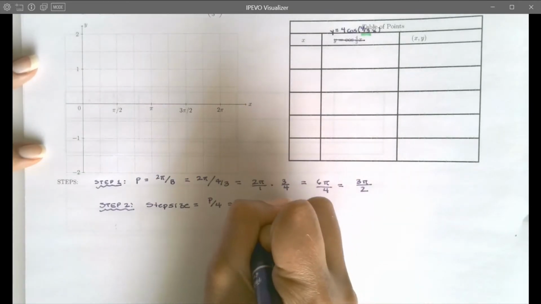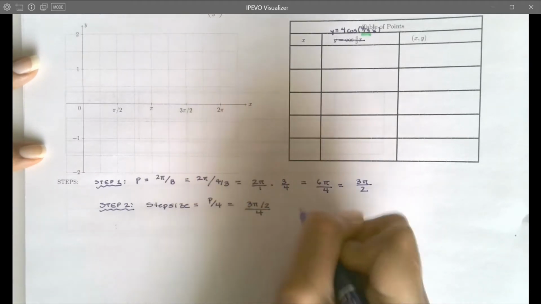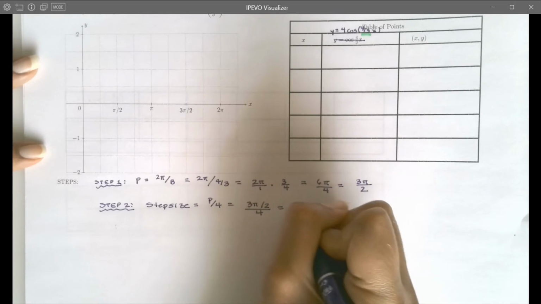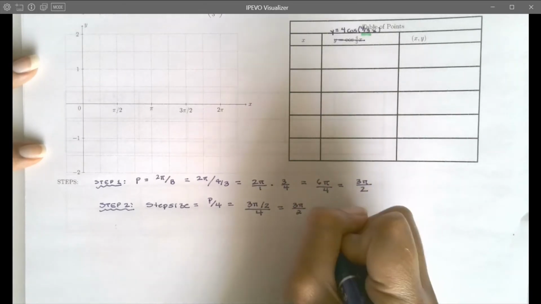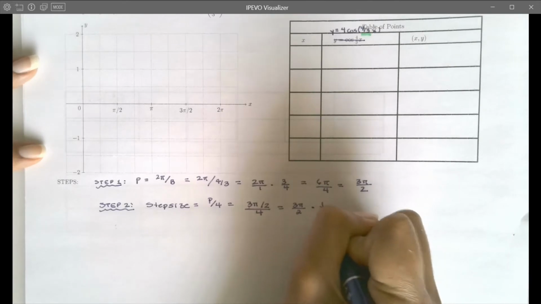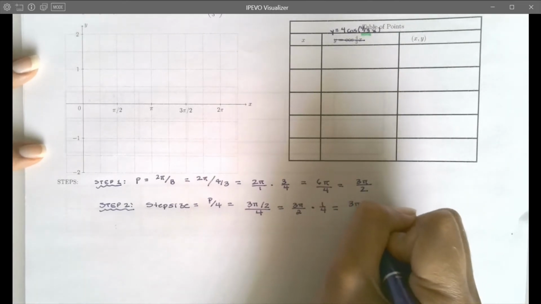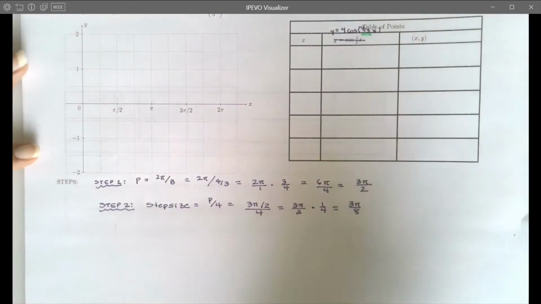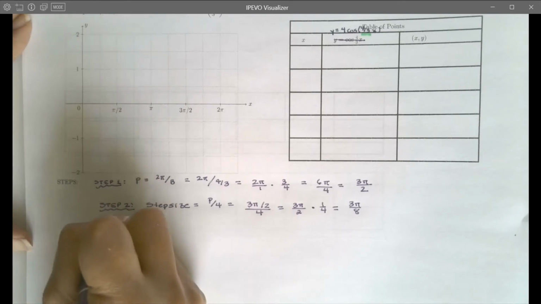Okay, so that means taking 3 pi over 2 divided by 4. Remember, division is multiplication by reciprocal. So we take the 3 pi over 2, multiply by the reciprocal of 4, which is 1/4. And that'll give us 3 pi over 8. Now to find the x values, that would be our next step.